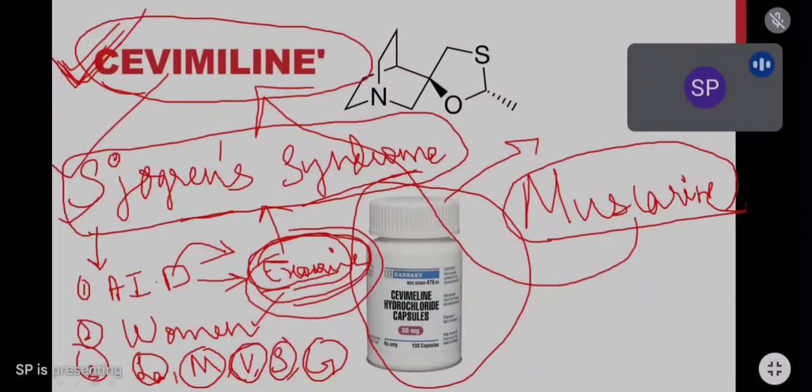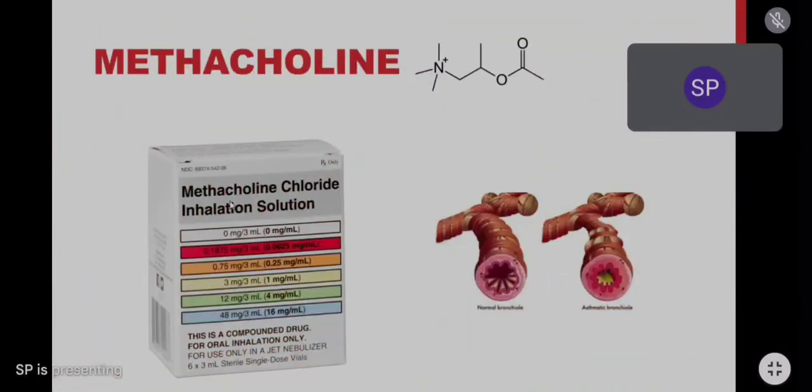Clear? And its adverse effects: if anybody has Sjogren's syndrome and cevimeline is given, the patient will have lacrimation sometimes, the patient will have salivation. All these actions you can see. Jo bhi actions exocrine gland ke honge, wo sab actions dikhenge patient ko. Understood about cevimeline, everybody? Any doubt in this? Now we'll go with methacholine. Are you all following me?